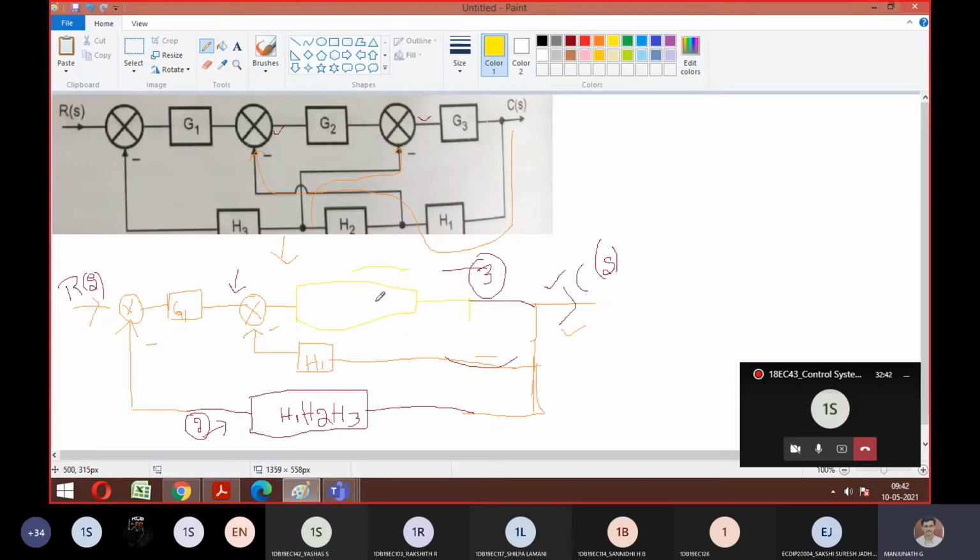So what was the block there? Just multiply that with G2. So G2 into the answer we had. What was the answer? I think it was G3 divided by 1 plus G3 H1 H2. So this combination becomes G2 G3 whole divided by 1 plus, again don't write G2, that is a mistake you will commit. Just write G3 H1 H2. Is it okay to everyone? So this is your step number 4.